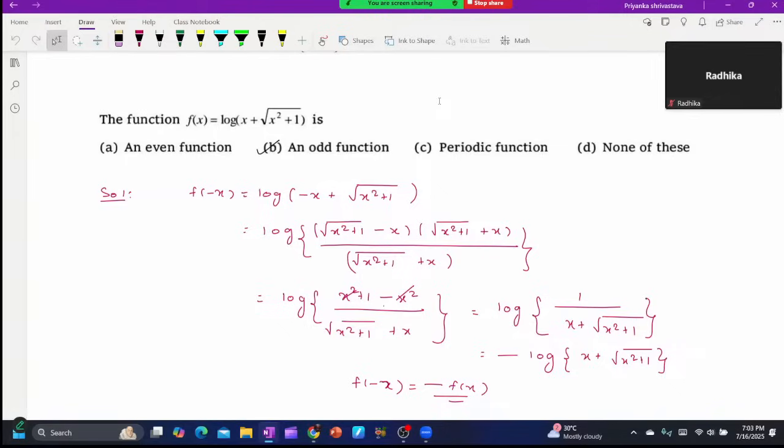Last class we have learned about even and odd functions, right?